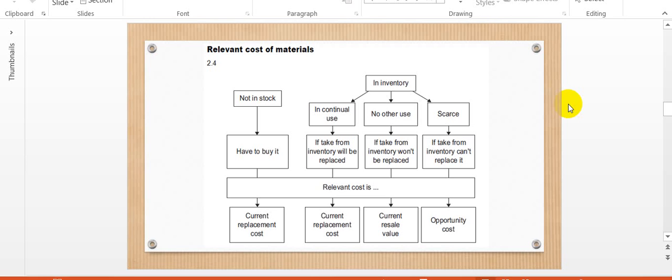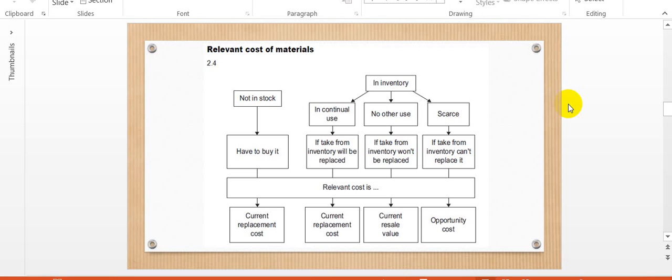We now narrow down to specific relevant costs. We first start with the relevant costs of materials. With material, you have to ask yourself or ascertain in the question whether the material needed in this project is in inventory or is not in inventory. If it's not in inventory, there isn't much of a problem because then you simply have to buy it. So the relevant cost would be the current replacement cost.